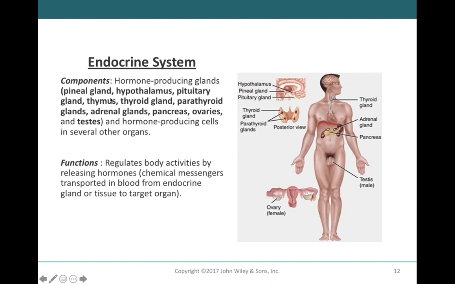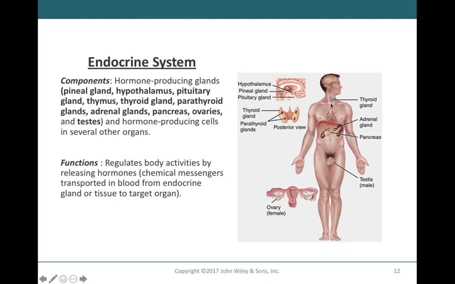So the pineal gland, the hypothalamus, the pituitary gland, the thymus, the thyroid gland, the parathyroid glands, adrenal glands or suprarenal glands, pancreas, and the ovaries and testes are all going to be making up the endocrine system. Now, I know that was a lot of organs, so I'm going to take a little bit more time to reference the pictures here on the right.